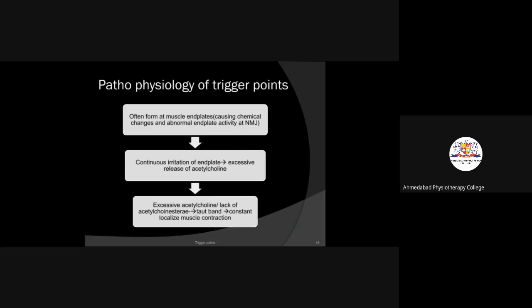Now, what is the pathophysiology of this trigger point? It often forms at the muscle end plate, near the neuromuscular junction. The continuous irritation of this end plate causes excessive release of acetylcholine, and because of this, the muscle remains in a constant contracted state, and this is called locking of a muscle fiber. And because of this, the trigger point gradually develops.